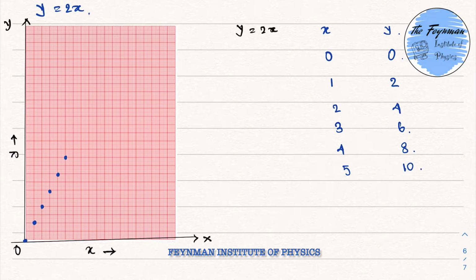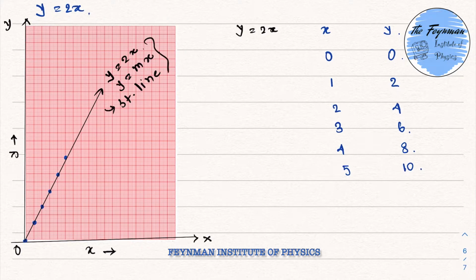So if we connect these points with a line, then we will see that this will be a straight line. That is why y is equal to 2x, or we can say it in a generalized form, y is equal to mx, represents a straight line, and we can say it to be a linear equation.